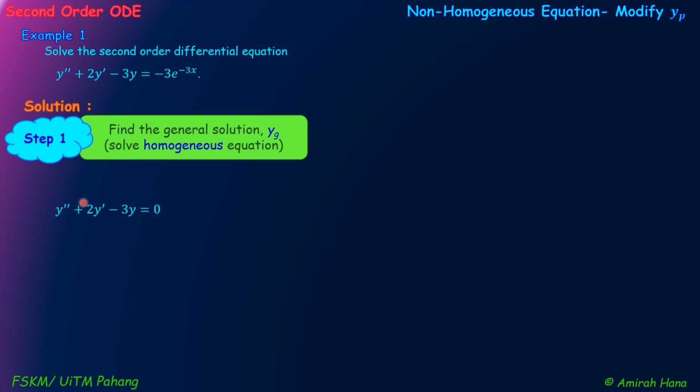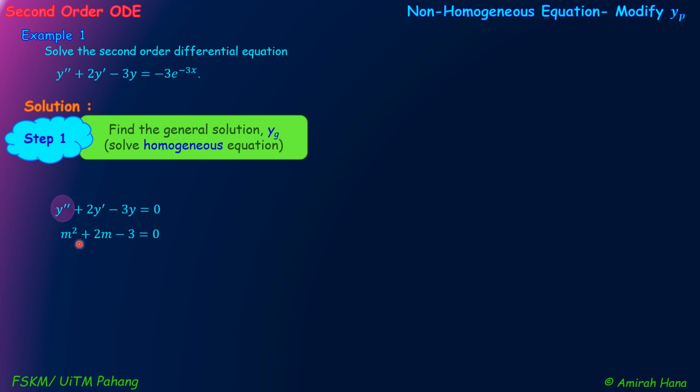Okay, first, we must write y double prime plus 2y single prime minus 3y. We equate the right hand side equals to 0. After that, we need to find the characteristic equation. Okay, what is the characteristic equation?